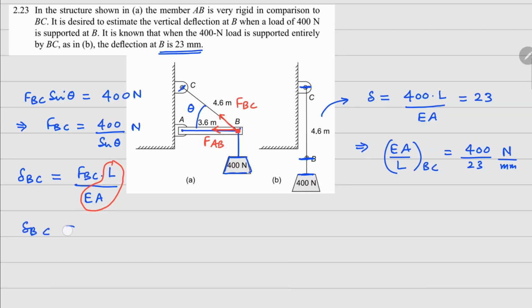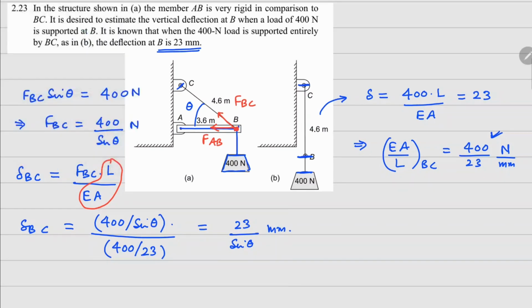Now I can use that information here. So your delta BC now becomes, if I substitute 400 over sine theta for the force and L over EA coming from here, which is in the denominator, we are going to have 400 divided by 23. So this is 23 divided by sine theta in millimeters. Now this is the deformation which is going to be in member BC.